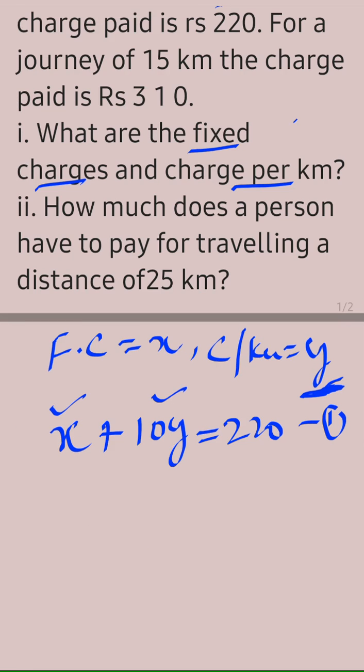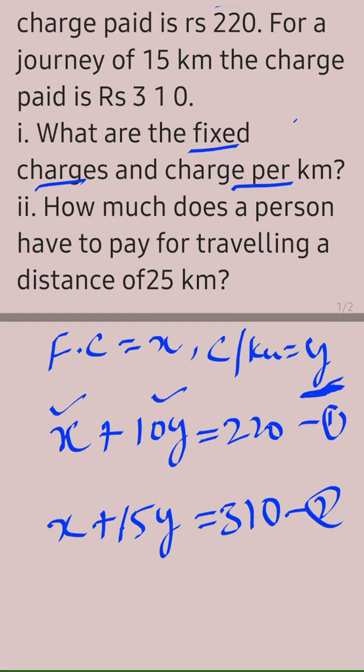And the second thing, for a journey of 15 kilometers, the charge is 310 rupees. Again same thing, the fixed charge is x, plus 15 kilometers into y rupees per kilometer, that is 15y, which is equal to 310 rupees. So this is the second equation. For example, if y is 5 rupees, then 10 kilometers means 10 fives are 50, so fixed charge plus 50, like that. These two are amounts, so we get two equations.